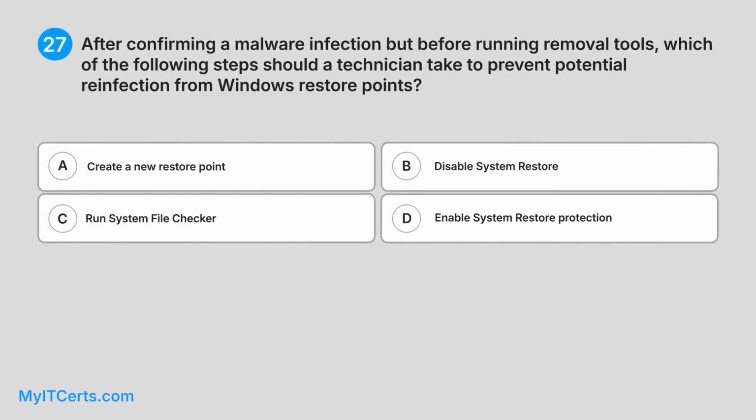27. After confirming a malware infection, but before running removal tools, which of the following steps should a technician take to prevent potential reinfection from Windows restore points? A. Create a new restore point. B. Disable system restore. C. Run system file checker. D. Enable system restore protection. Do you know the answer?